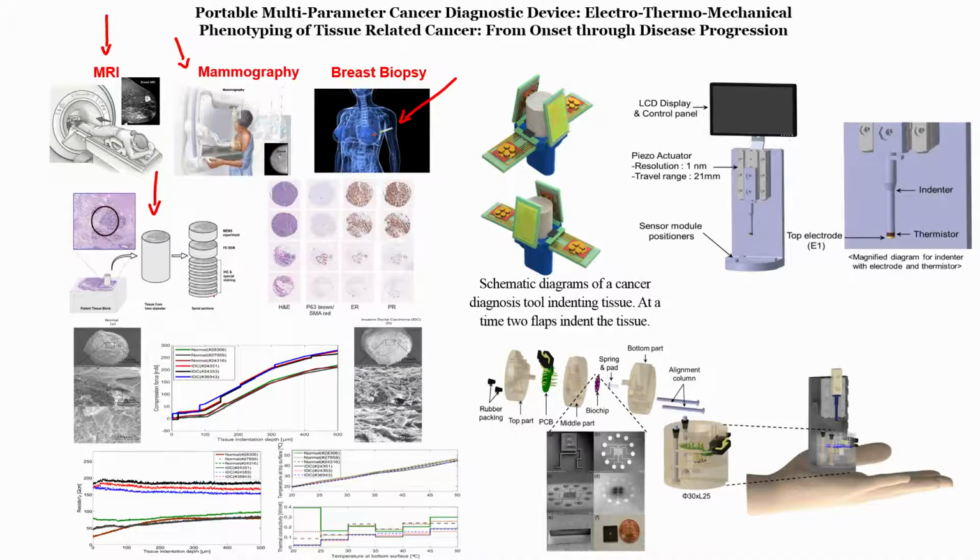When you slice the tissue further with a microtome, then you can get different biomarkers. Here you can see H&E staining, P63 brown SMA red, estrogen and progesterone, which is PR, ER, P63 SMA and H&E.